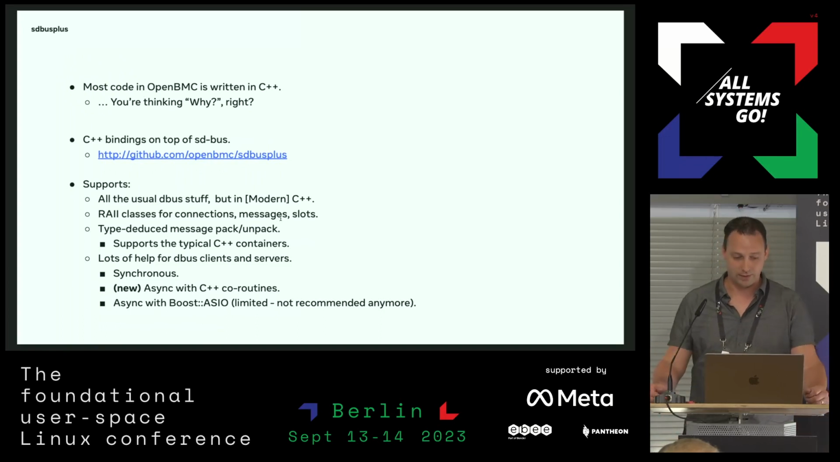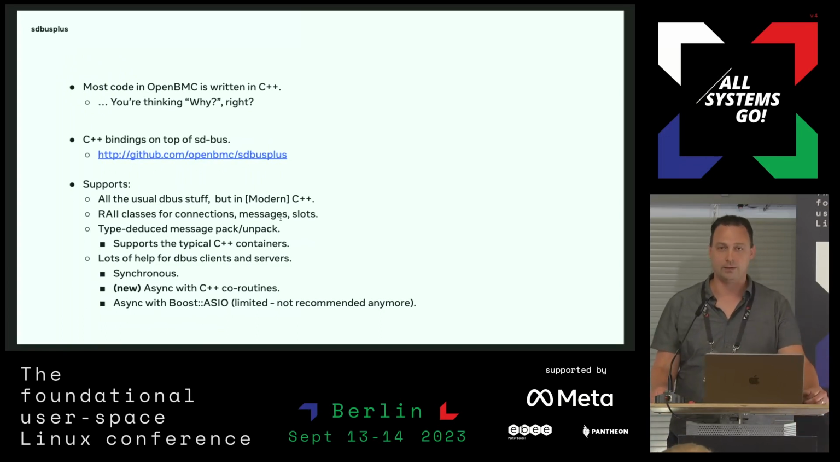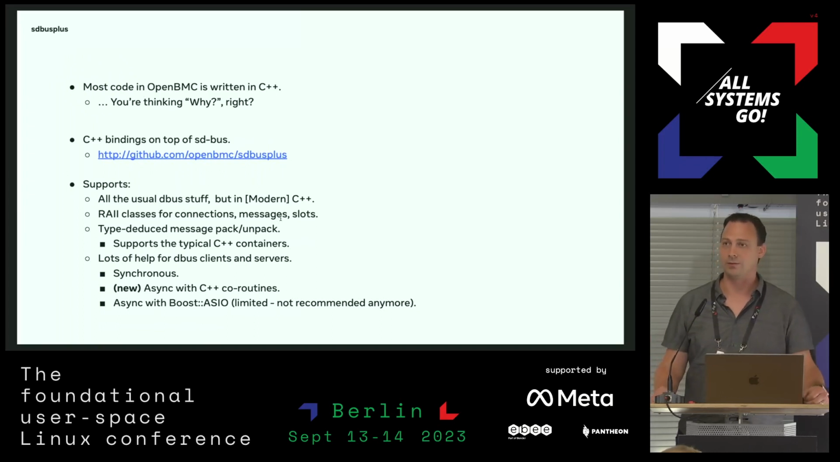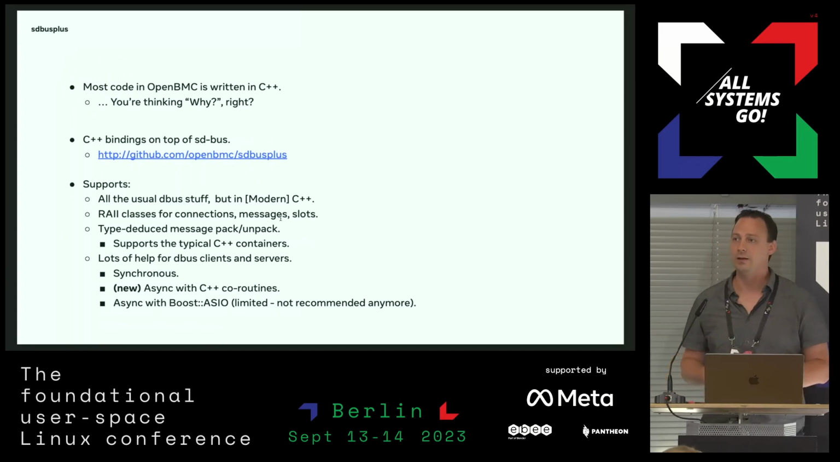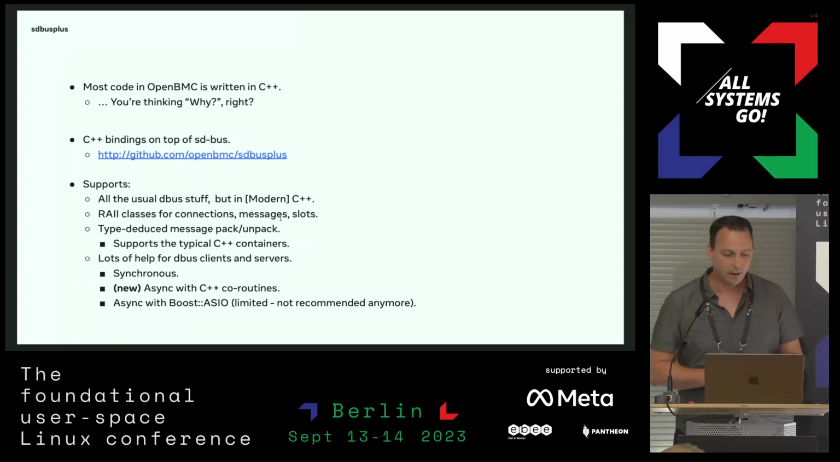All the usual stuff in dbus, if you're familiar with that, but kind of modern C++ wrappers around it. Resource acquisition is initialization is a common pattern in C++. It means when you create a variable, if that variable goes out of scope, you automatically release things. So there are wrappers around connections, messages, slots, all those things that are in dbus.